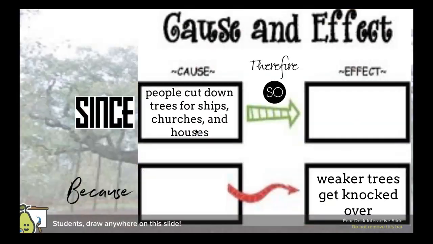And then when it's time for you to go read the article, I've given you one a cause. It's going to tell you that people cut down trees for ships, churches, and houses. I want you to explain to me, well, what's the effect of that? And then in the second example, I'm giving you the effect. I want you to give me a cause.